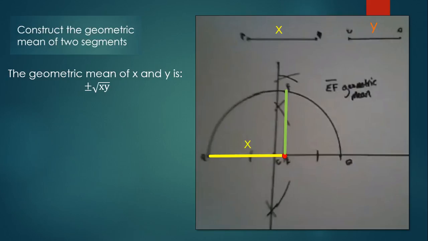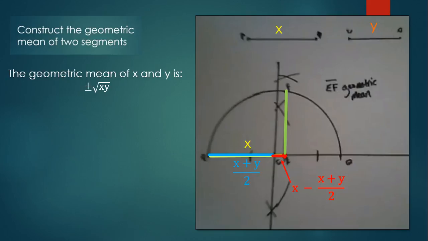Well, this line segment has a length of x, and this blue line segment has a length of (x plus y) over 2. So that means what's left, that little red line segment, has to be the difference of those two measurements. So the length of that little red line segment is x, the length of the yellow line segment, minus (x plus y) over 2, the length of the blue line segment.